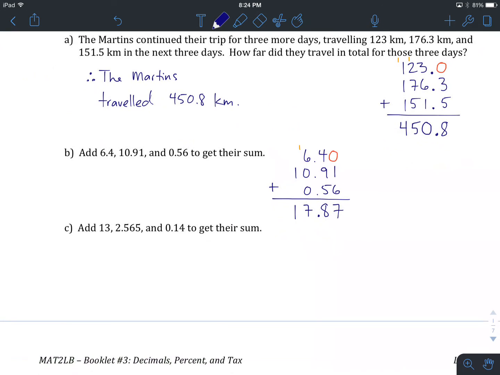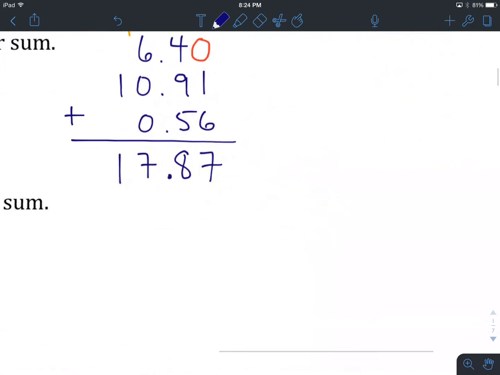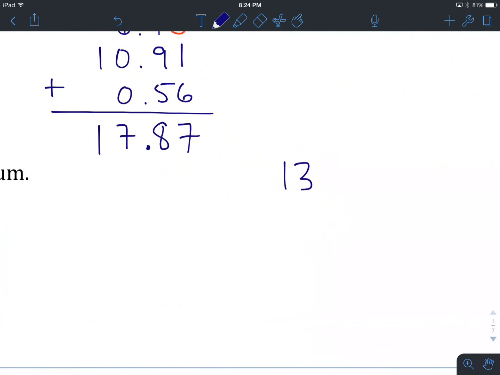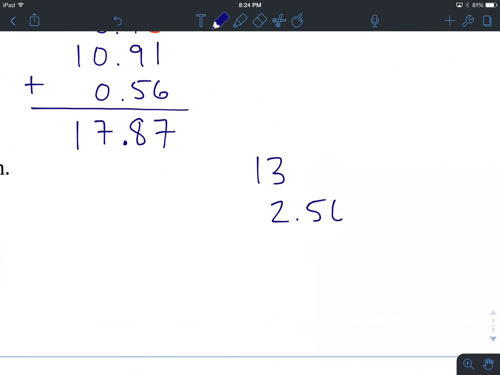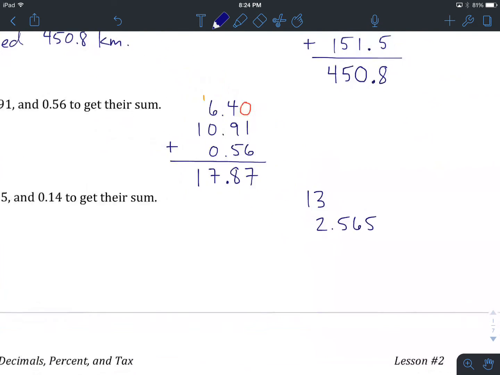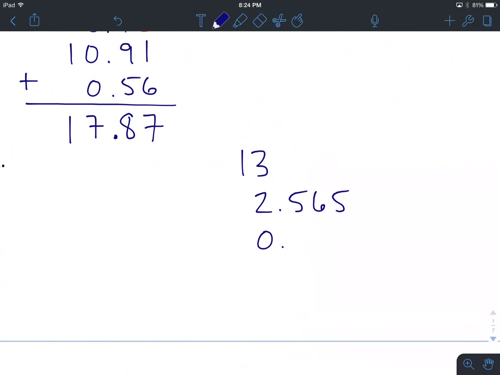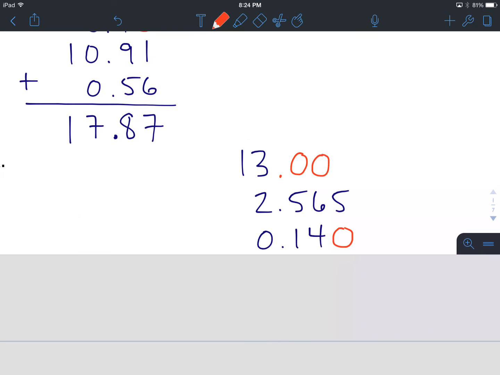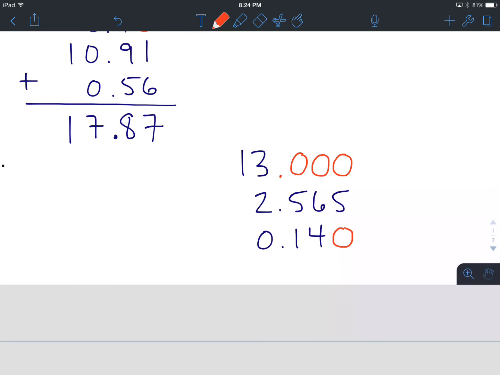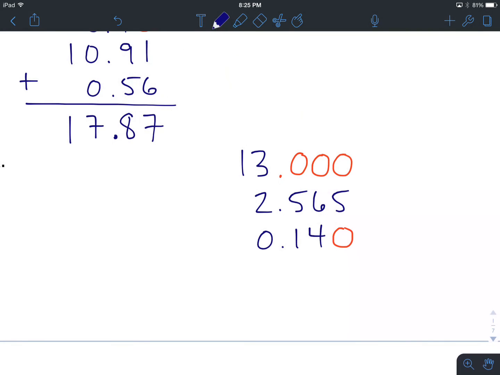Okay, you're back. Let's get this last one underway. We are going to start with 13, and we are going to add 2.565, and last but not least, 0.14. So as before, we're going to fill in all of the zeros. There's a 0 there. There is a whole bunch of zeros necessary here after the 13, since there were none there at all. So let's add our line.